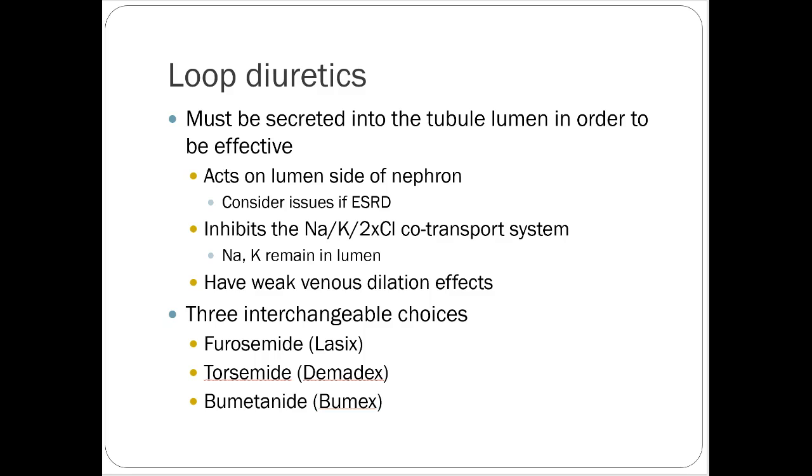They act on the lumen side of the nephron, and just to remind you of their mechanism of action, they inhibit the sodium-potassium-chloride cotransport system. So what you have is potassium and sodium remaining within the lumen and getting excreted. They have weak venous dilation effects. They don't change blood pressure too much, but they will have some transient effects on lowering BP just a little bit. And remember, we have three choices here, and they're all interchangeable. Torsemide and bumetanide are generally the two more potent ones out of the three, but they're all basically useful for the same things, and there's no studies that say one is better than the other.